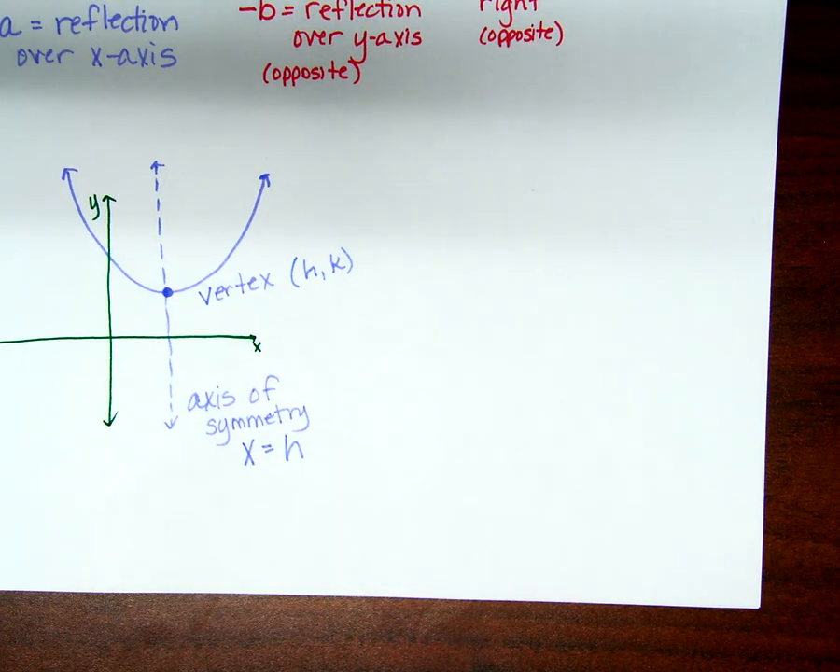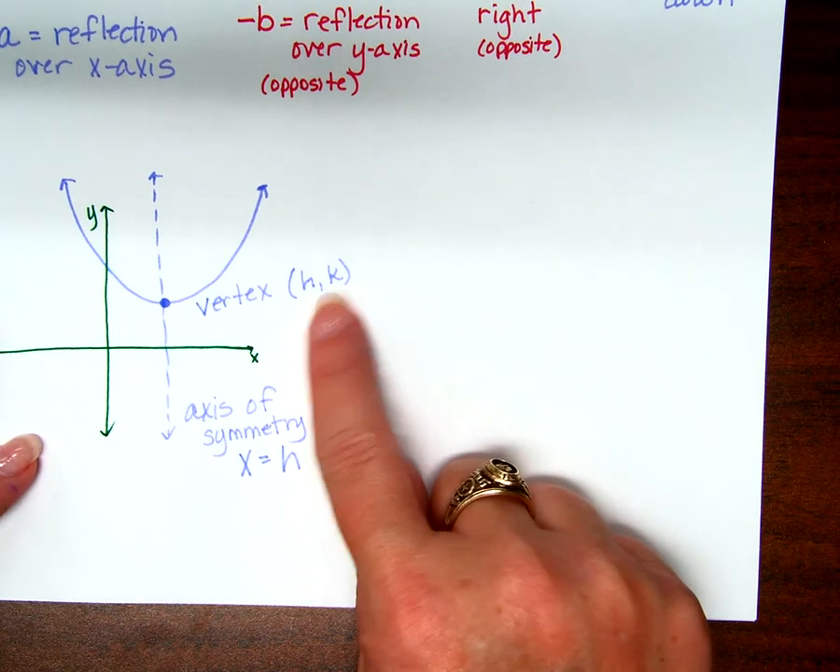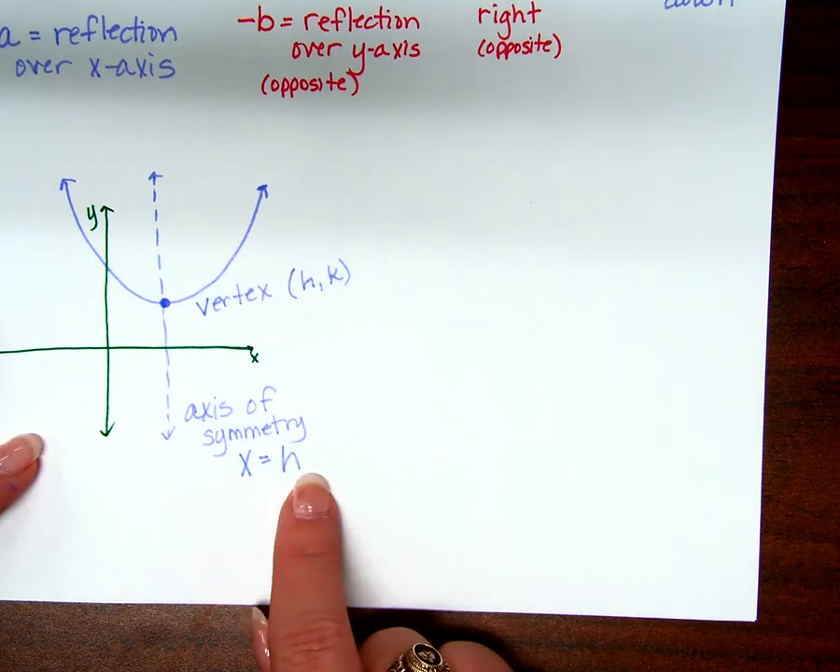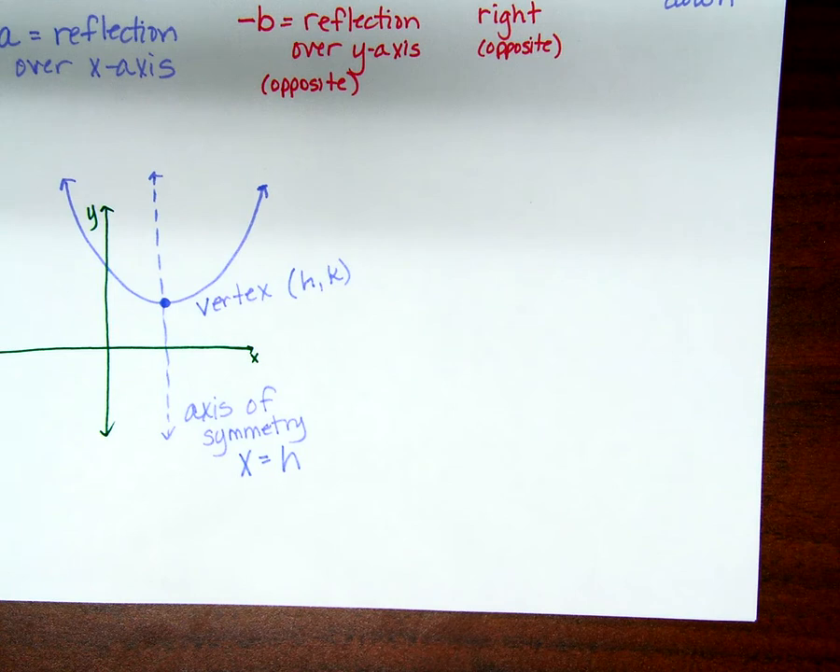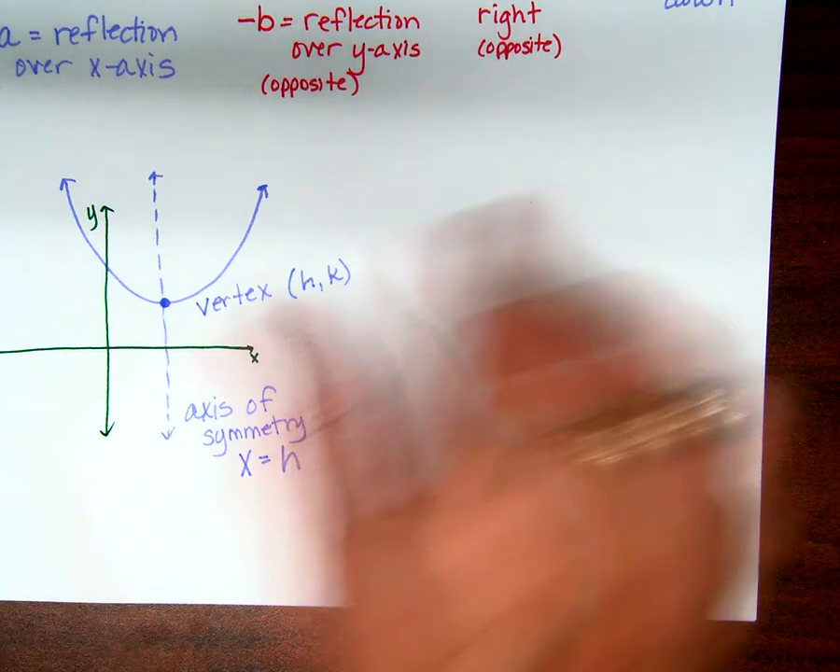Now, will our axis of symmetry ever be y equals something? Yes, if the parabola is open to the left or right, right? We're not there yet, though. So we're only talking about vertical parabolas right now, those that open up or down. But our vertex is (h, k) and our axis of symmetry is x equals h. Are you okay with that? Okay.